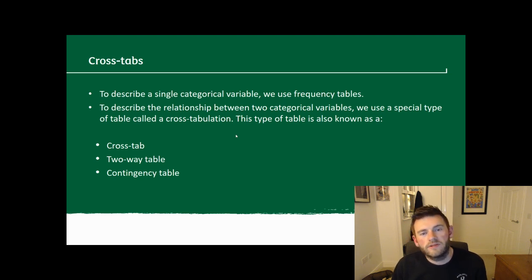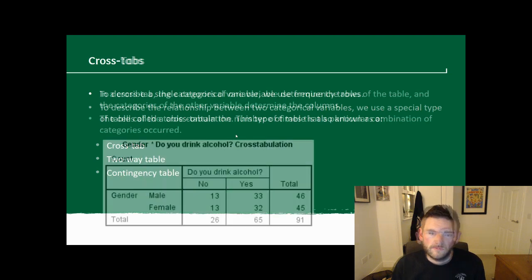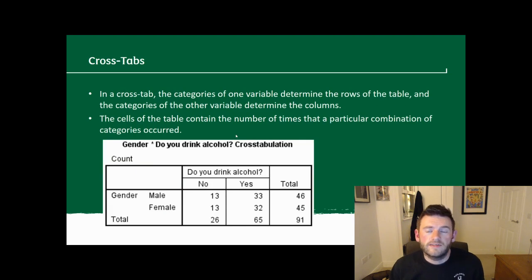If we want to describe the relationship between two categorical variables, we use a table known as a cross-tabulation or a crosstab. This is also sometimes called a two-way table, a two-way crosstab, or a contingency table. Just in case you come across these terms in your reading, they're basically all the exact same thing. In a crosstab, the categories of one variable determine the rows of our table, and the categories of the other variable determine the columns. The cells of the table contain the number of times a particular combination of these categories occurs.